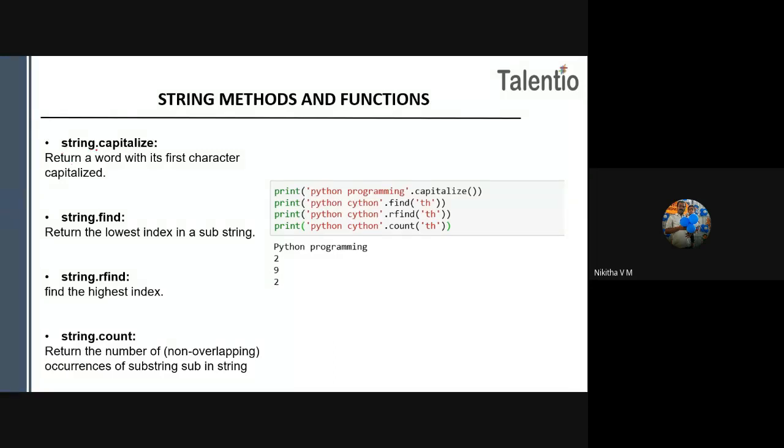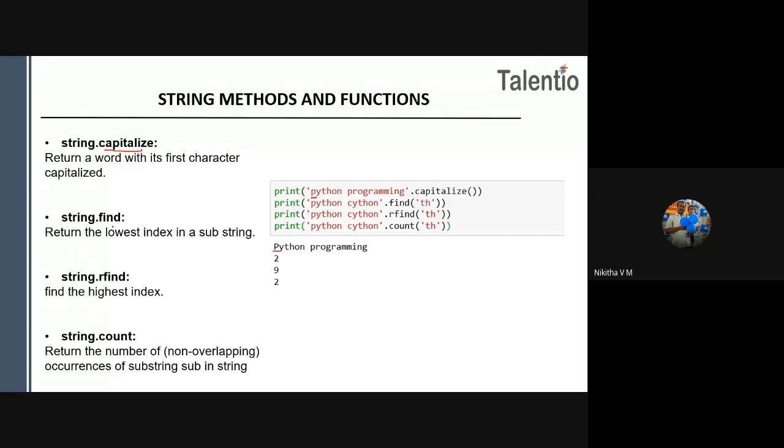So first, what do we have? String capitalize. Returns the word with its first character capitalized. So whatever is the string, in that string, the first letter, whatever it is, we are going to return that with a capital letter. So string capitalize will return the first character in a capitalized way.